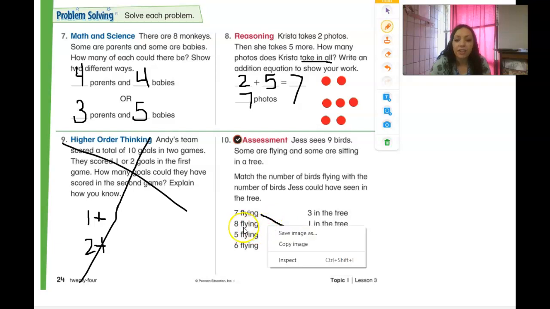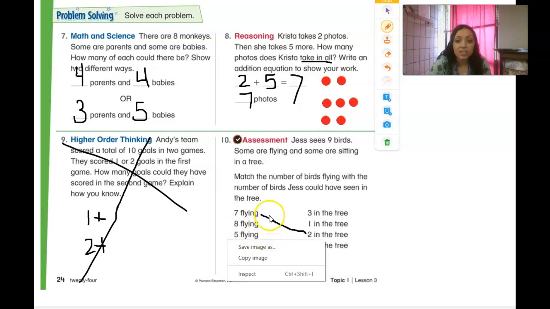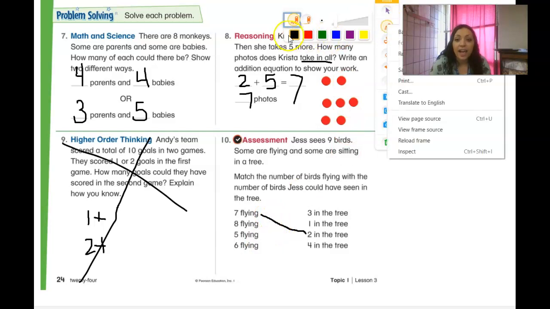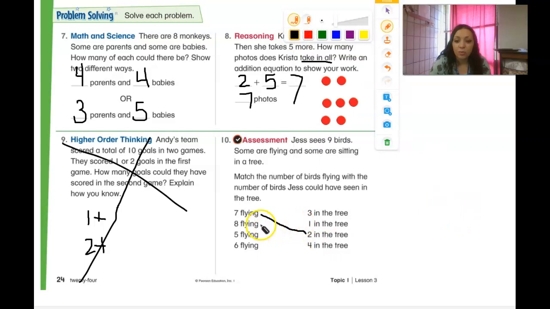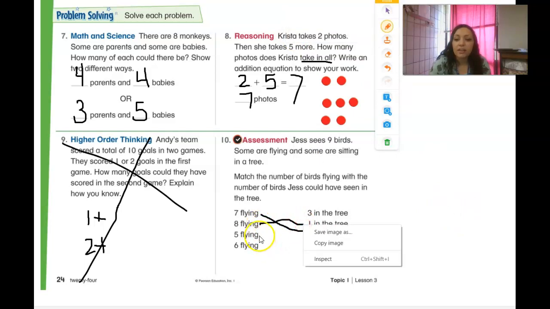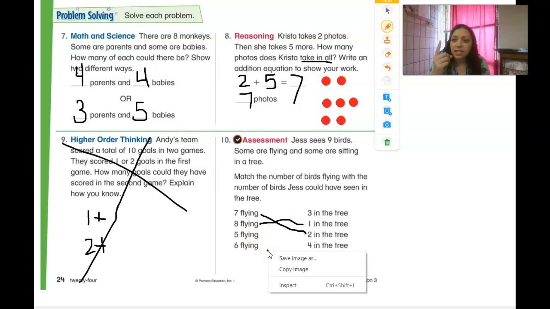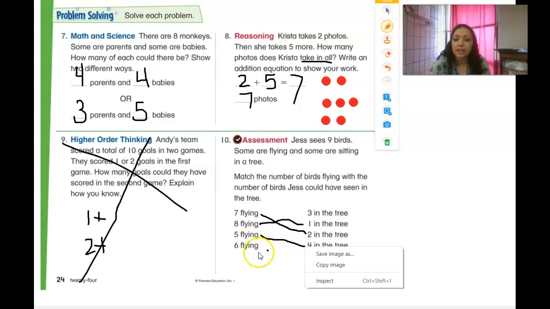Now this says 8 flying. Well, 8's really close to 9, isn't it? So if I have 8, how many more would need to be there? 1 more. So I'm going to match it to the 1. Very good. All right, and then 5. 5, 6, 7, 8, 9. I would need to have 4 more in the tree to equal 9. And so that means 6 would be matched with 3. Let's check though. 6, 7, 8, 9.